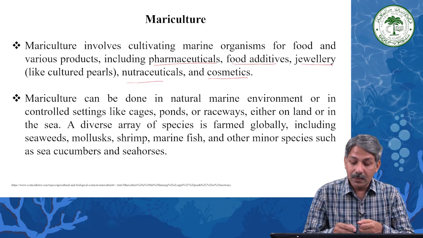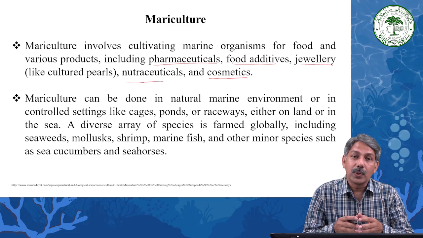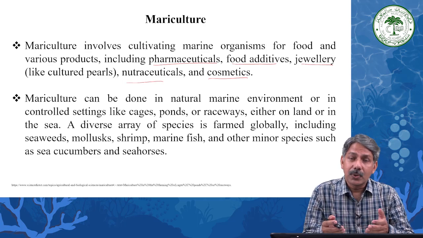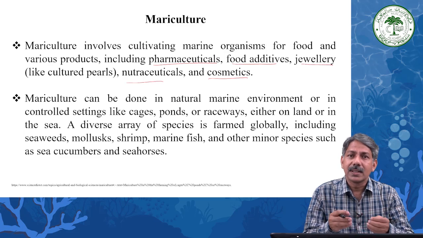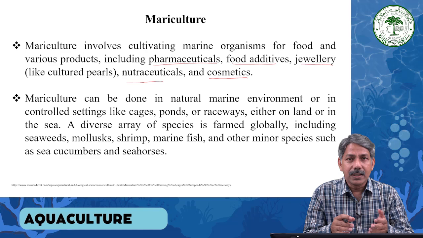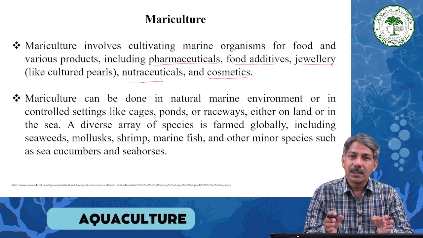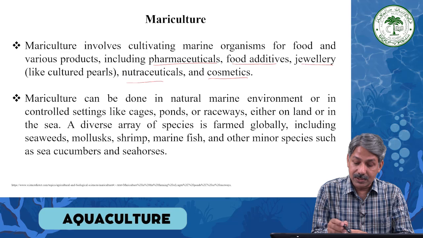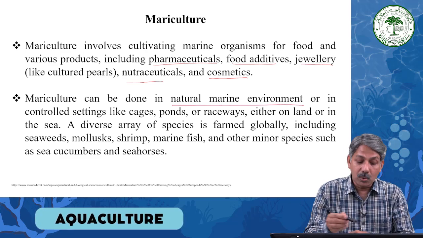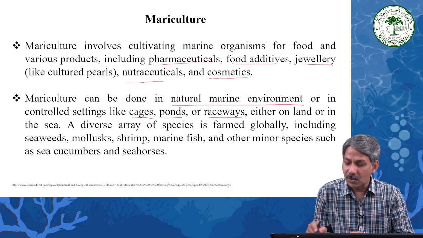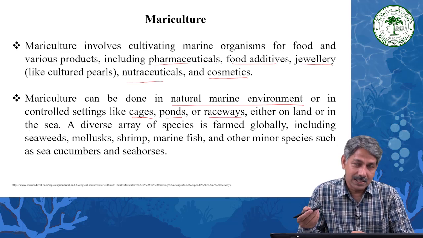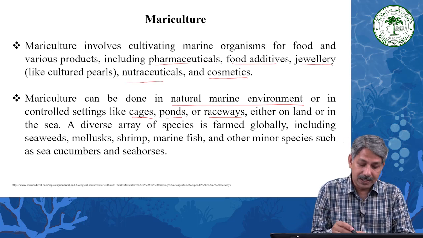Now, mariculture can be done in diverse environments where marine water is available. Marine water is available in the open ocean, the nearshore regions, estuaries, lagoons, backwaters, coastal ponds. If you are cultivating marine organisms in any of the aquatic systems where marine water is there, then it will be called mariculture. It can be done in a natural marine environment or in controlled settings like cages, ponds, raceways, either on land or in the sea. So, the main idea is that marine organisms are being cultivated. Whether you are cultivating on land or within the open ocean or whatever setting, that is your choice.